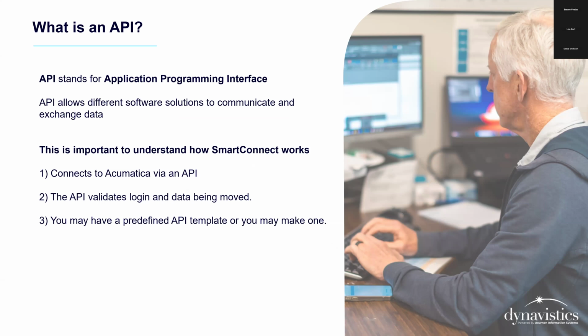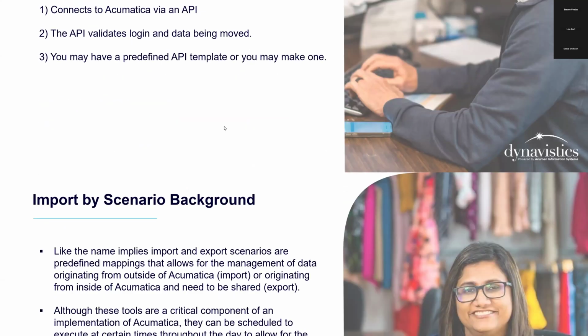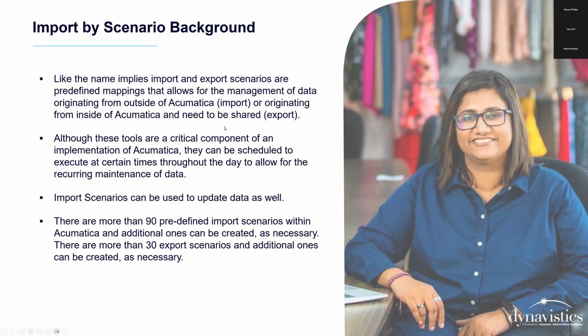It's important to understand how SmartConnect works. It connects to Acumatica via the API. The API validates your login and the data being moved. And then you may have predefined API templates, or you may make one. A predefined template would be, say, a subset of the total API. But within Acumatica, we have something called import and export by scenario.